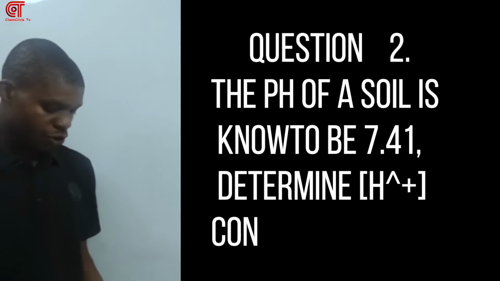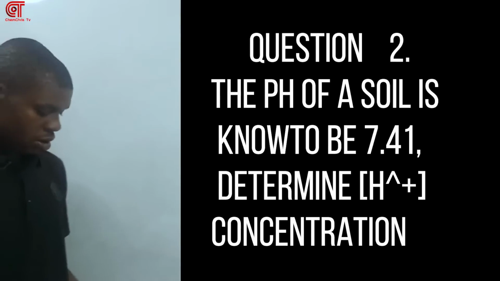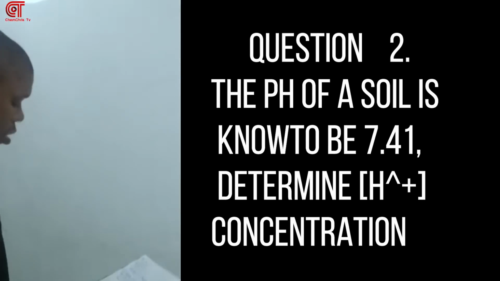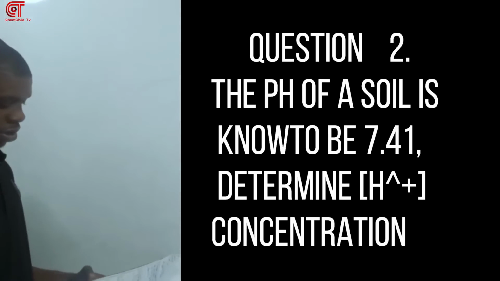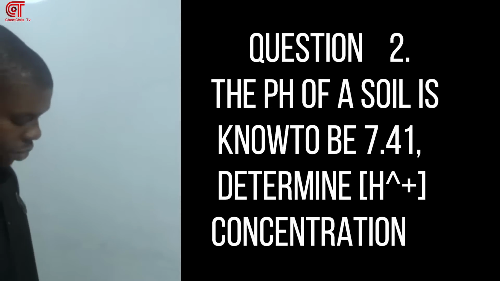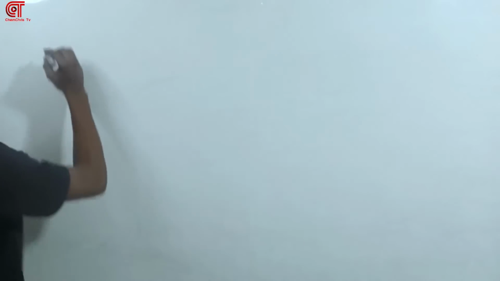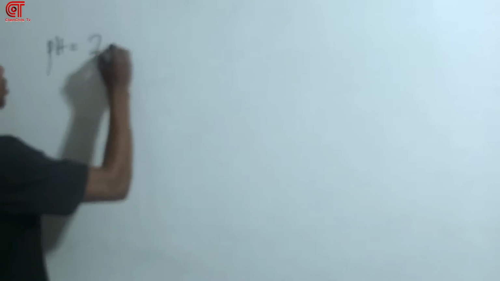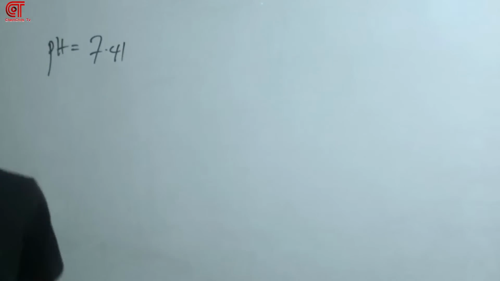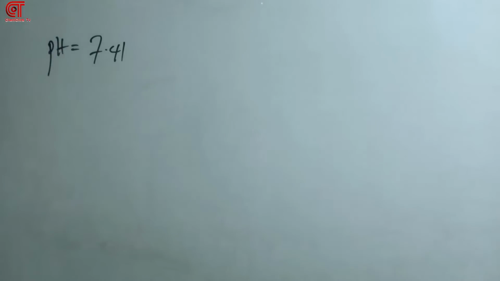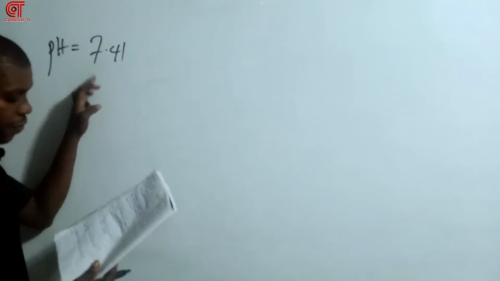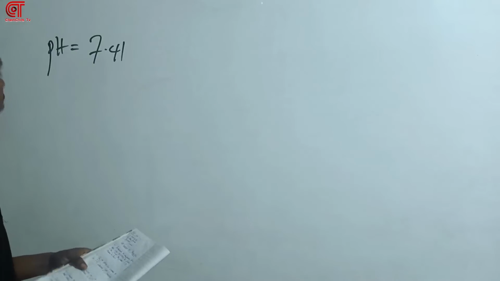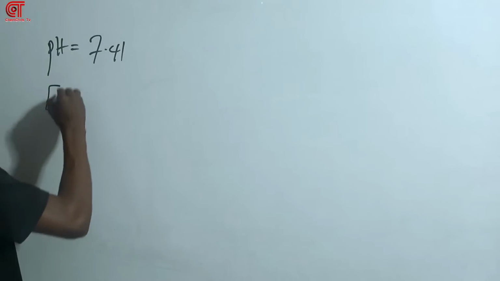The pH of the soil is known to be 7.4. So they say to determine the concentration of the hydrogen ion, right? So now they give us the pH here. The pH equals 7.4, right? They give us the pH to be 7.4. This is what they ask us to look for.